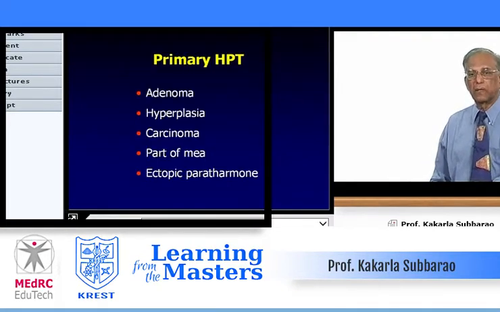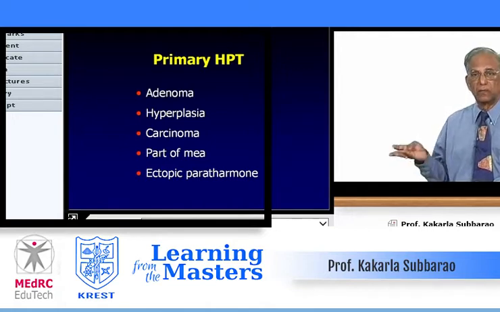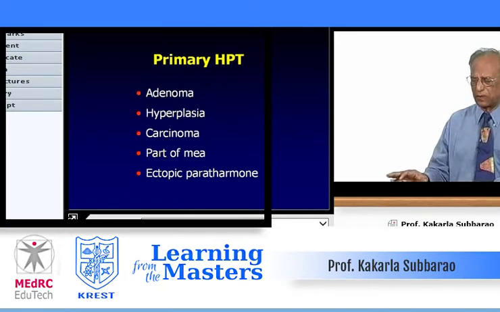Primary parathyroidism, what are they? Adenoma, primary adenoma. Well, sometimes there may be more than one true adenoma. Hyperplasia, which may be mistaken for adenoma. Carcinoma of the parathyroid, part of MEA syndromes, multiple endocrine adenomatosis syndromes. Or ectopic parathyroid hormone, for example, a tumor arising in the lung may produce ectopic parathyroid hormone.